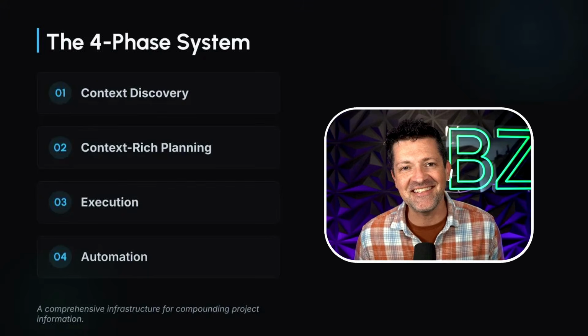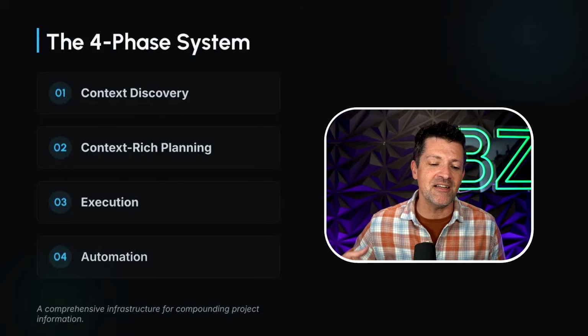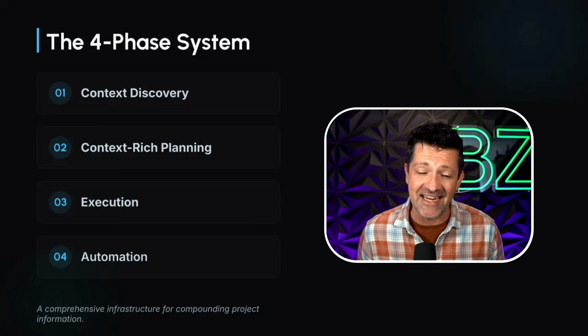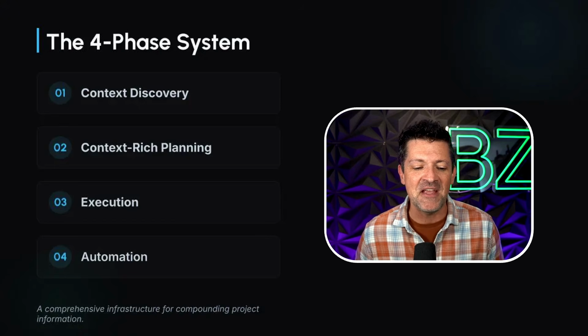But now to get into the 4 phases that can allow project managers to get the most out of all these new features, it basically comes down to smart context discovery, smart context-rich planning, and I've got some tweaks around that I've really changed my mind on recently. Then we're going to get into execution and finally automation.